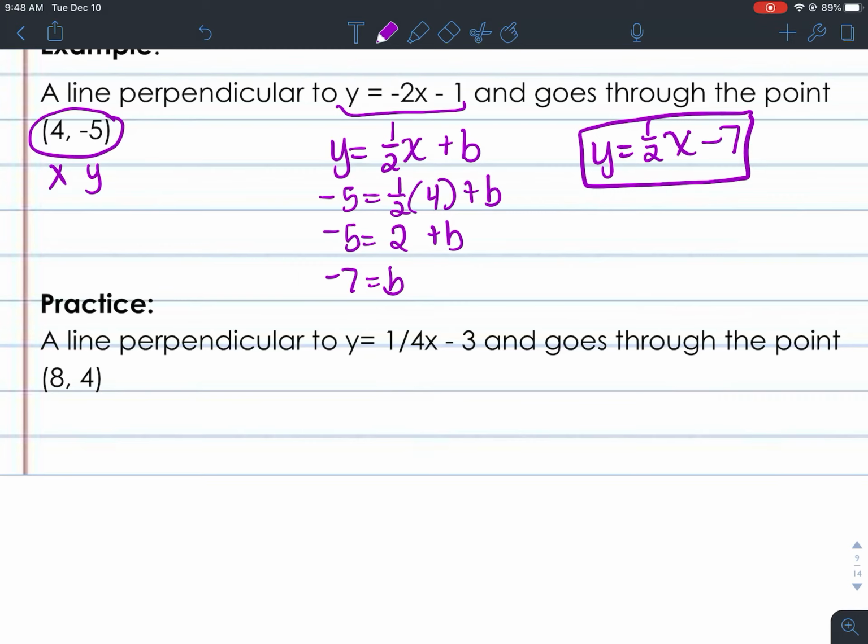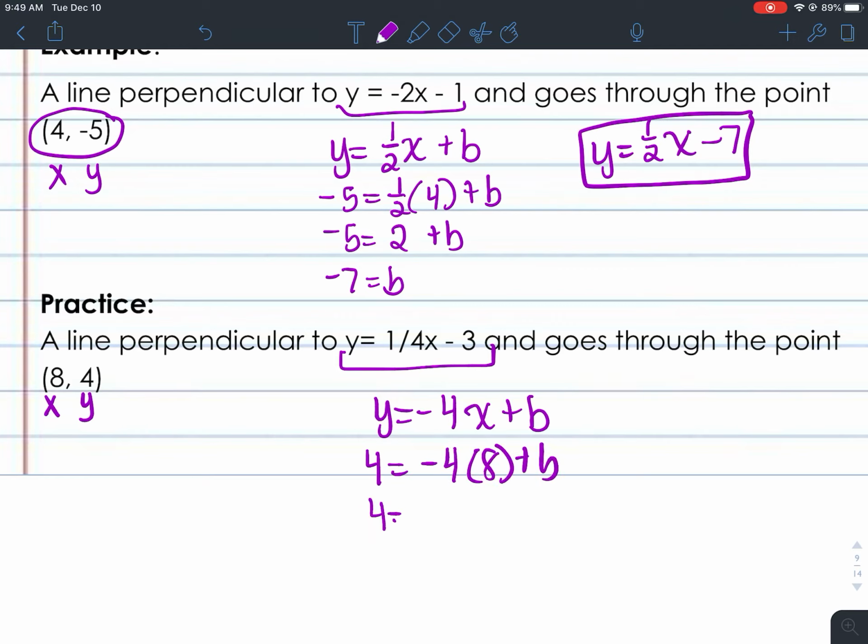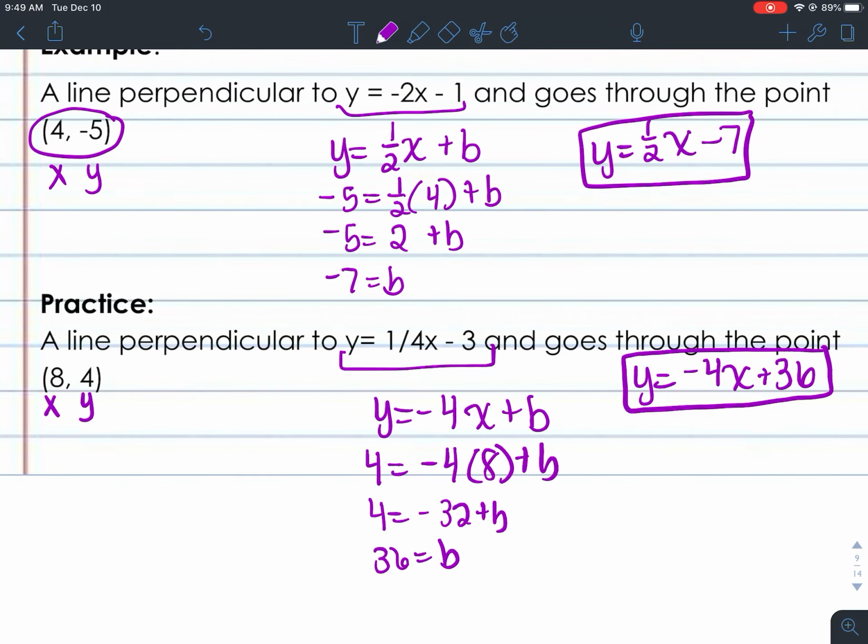So if we're looking at the line perpendicular to this line, it's not going to be the same slope, we're going to do the opposite reciprocal, so it's going to be -4x plus something, and then we're going to use our ordered pair to find b. So it'll be 4 equals -32 plus b, and it looks like it's going to be 36 when I add 32 to both sides. So the whole equation is going to be y equals -4x plus 36 for that one.